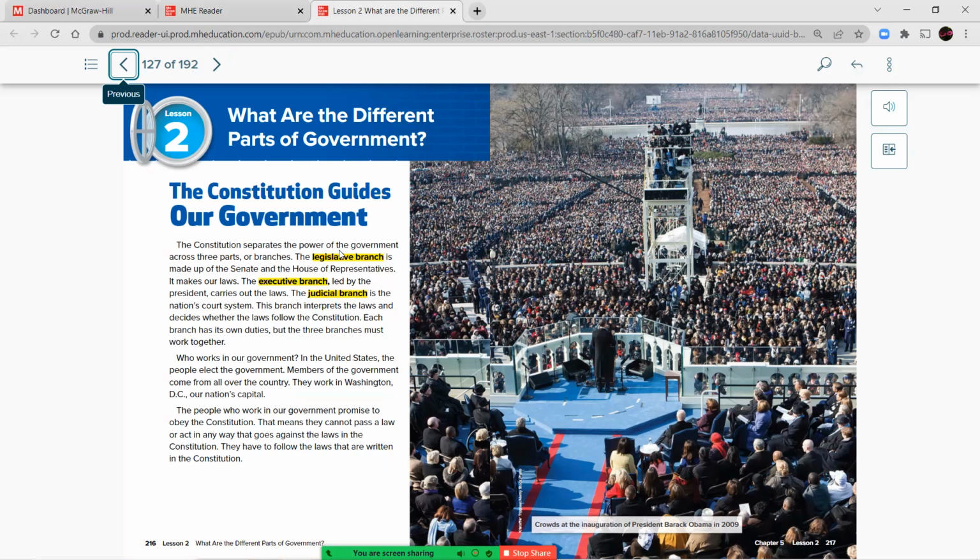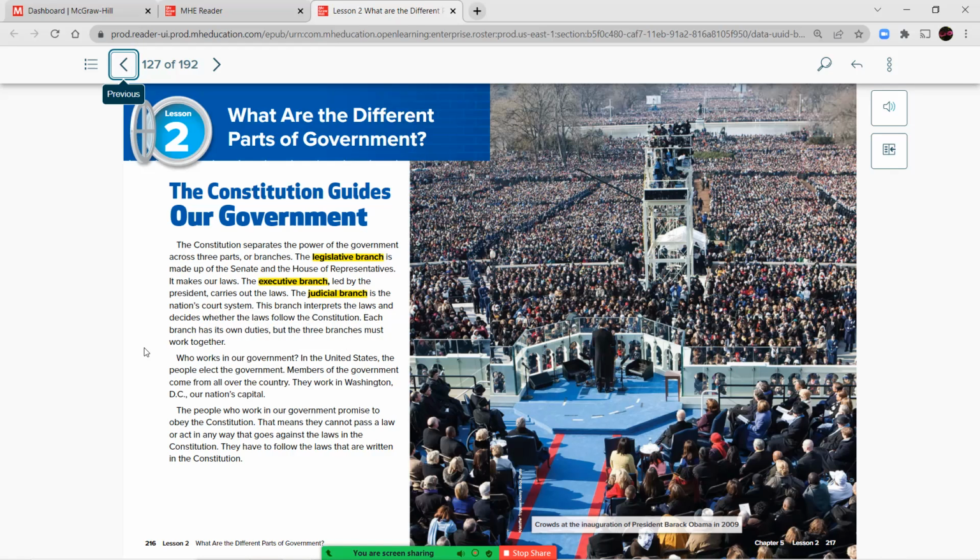The Constitution separates the powers of government across 3 parts or branches. The legislative branch is made up of the Senate and the House of Representatives. It makes our laws. The executive branch is led by the president and it carries out the laws. The judicial branch is the nation's court system. This branch interprets the laws and decides whether the laws follow the Constitution. Each branch has its own duties, but the 3 branches must work together.